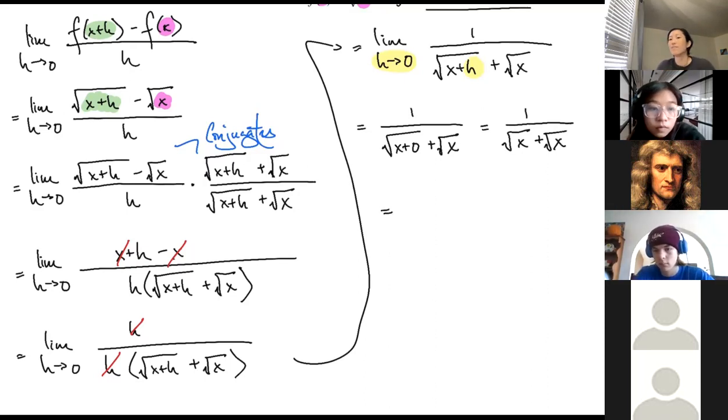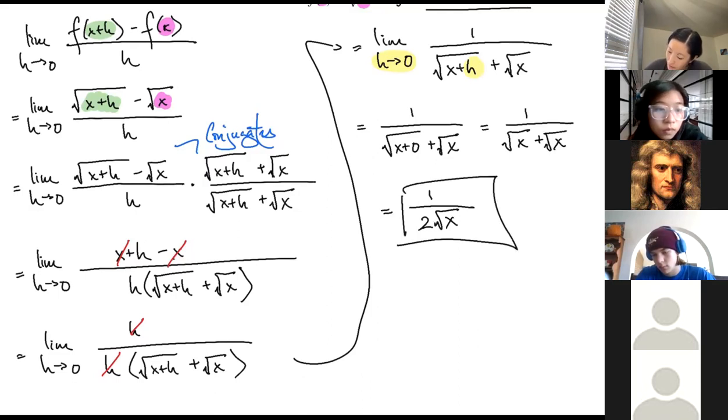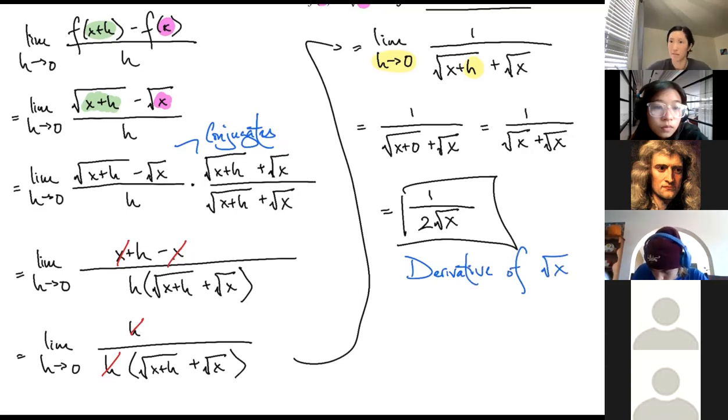And what does that give us for the derivative? Let's be really careful with our algebra here. Yeah, 1 over how many square roots do we have in the bottom? 2. 2 square root x. And so 1 over 2 square root of x is the derivative of square root of x.